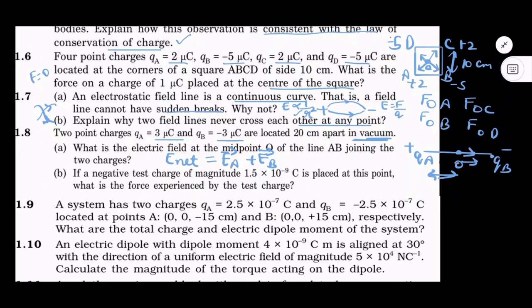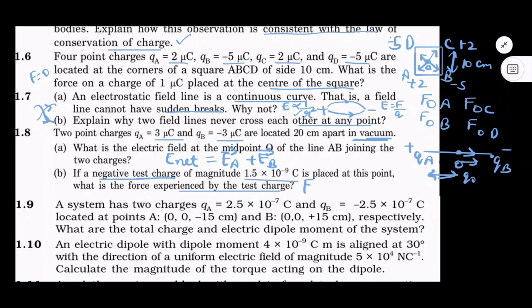Now if a negative test charge of magnitude 1.5 into 10 raised to power minus 9 is placed at this point, what is the force experienced by the test charge? Now we are placing the point test charge, and that is a negative test charge, at the midpoint. Let it be Q naught, which we are placing at point O. So we have to find the force experienced by that charge.